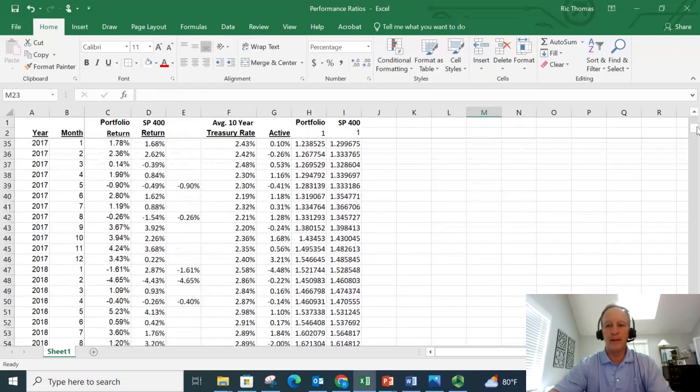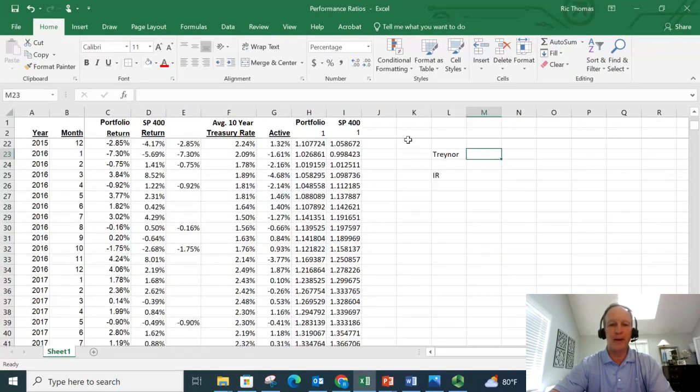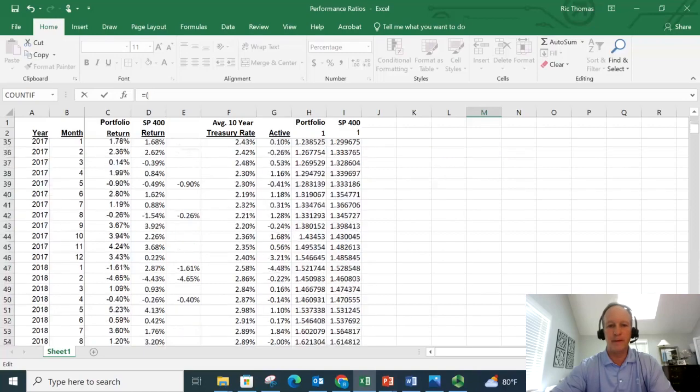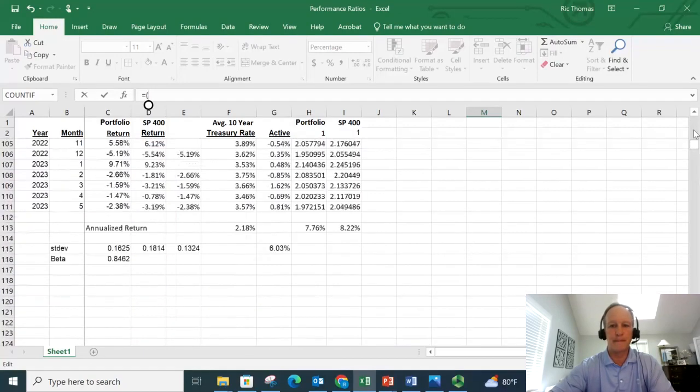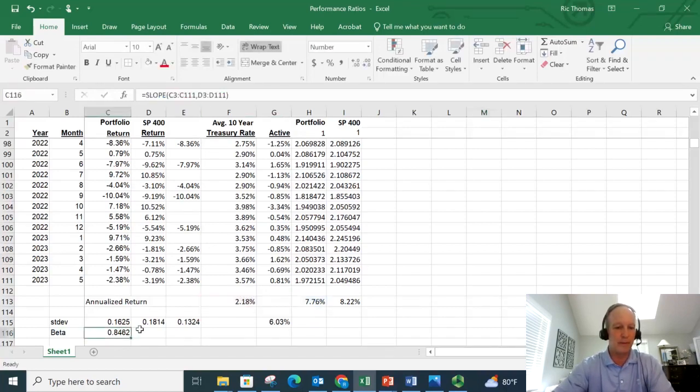Treynor ratio is going to be the same numerator, but now we're going to divide it by the beta of the portfolio. Okay, so how much excess return am I getting per unit of beta risk? So again, we go equals, and in parentheses, return of the portfolio, minus the 10-year Treasury again. Now I'm going to divide that by the systematic risk of the portfolio, 0.8462.